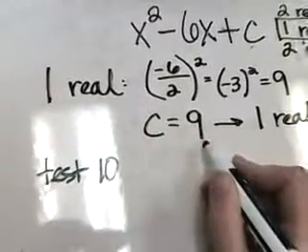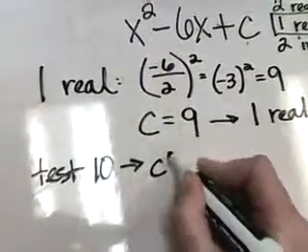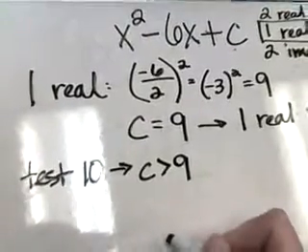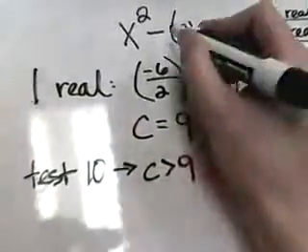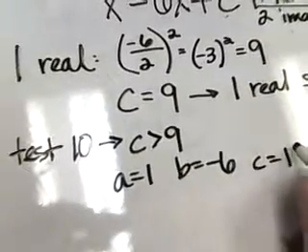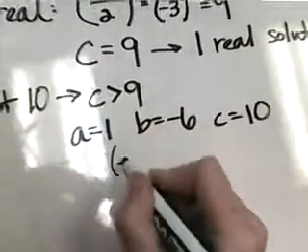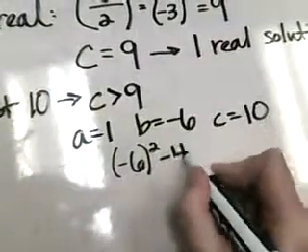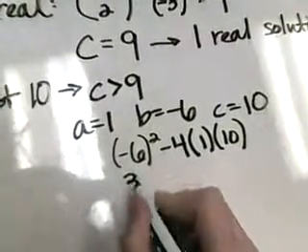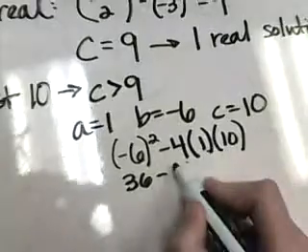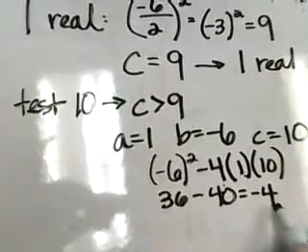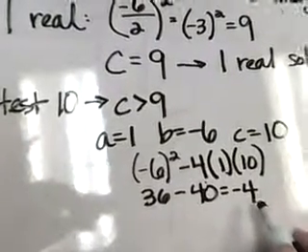Now, 10 is what in regards to 9? 10 is greater than 9. So I am picking a number when C is greater than 9. I'm testing 10. Okay, I'm going to actually find the discriminant this time. A is 1, B is -6, C is 10. Let's find the discriminant. So B squared minus 4AC. That gives me 36 minus 4 times 1 times 10 is 40, -4. If I get a discriminant of -4, that means there are two imaginary solutions.